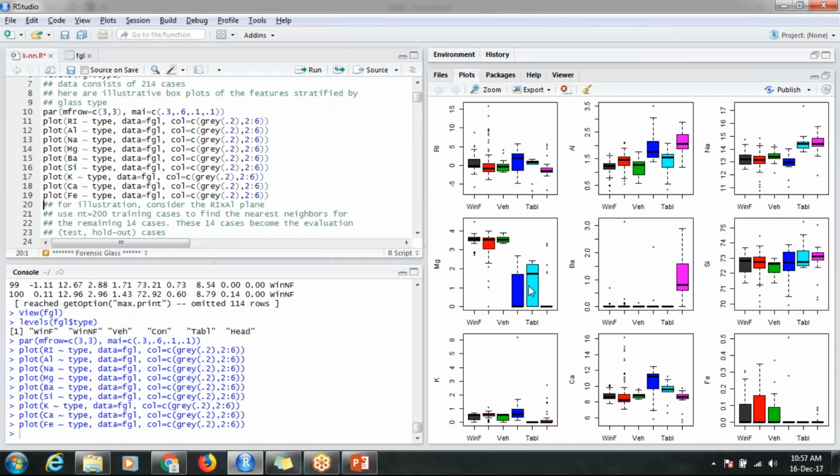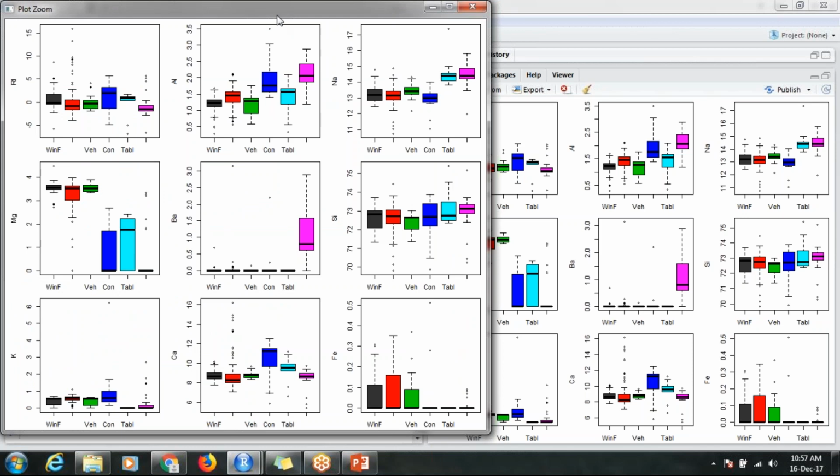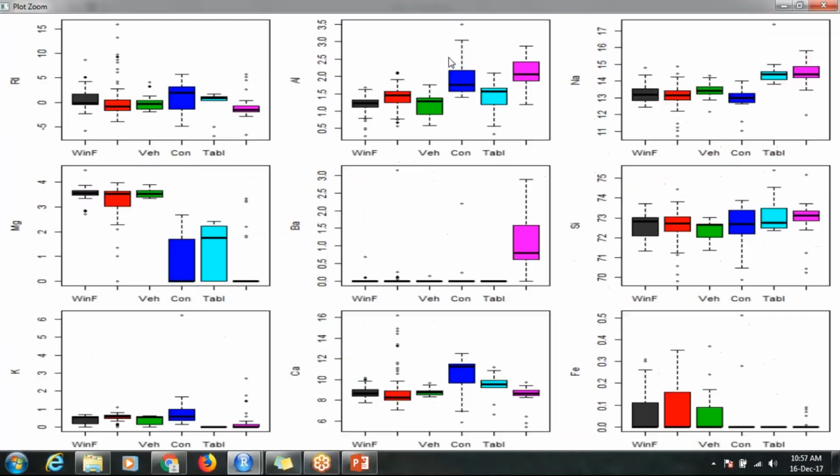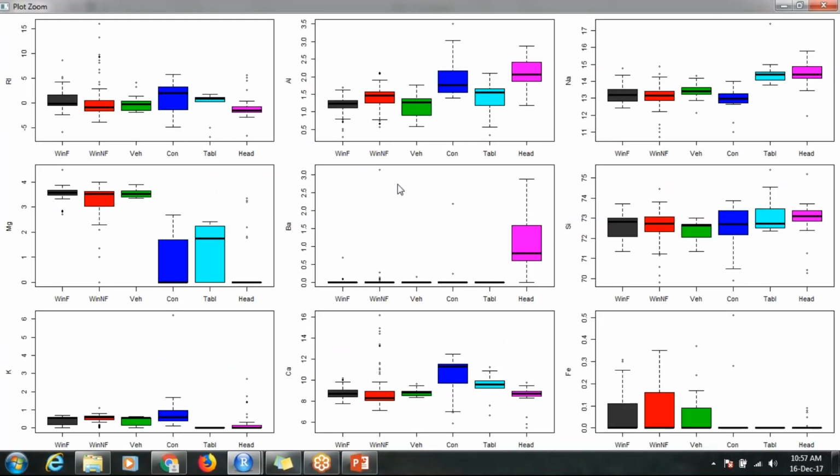Ankit, can you zoom this picture, this plot window? Sure. So now it is good. Okay.